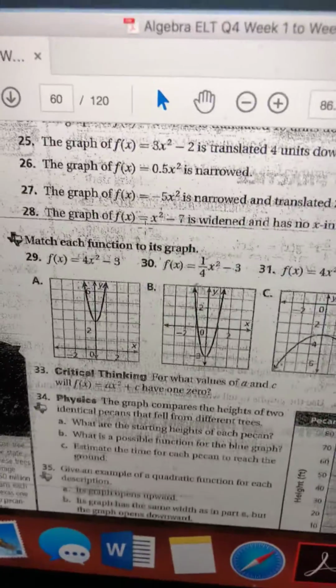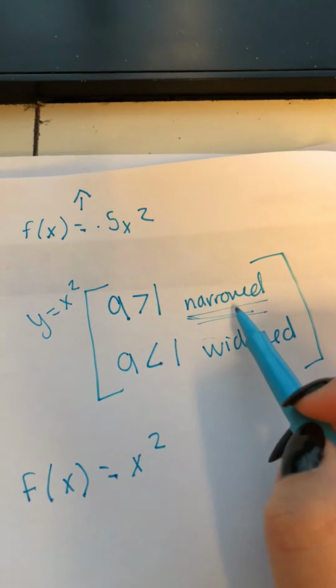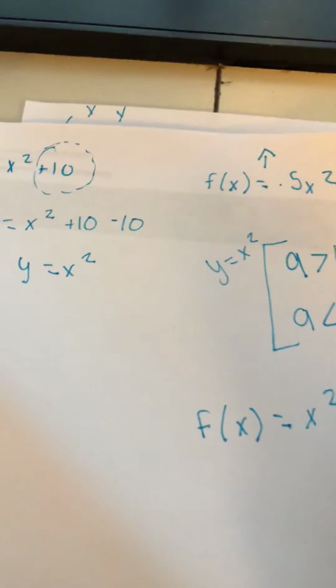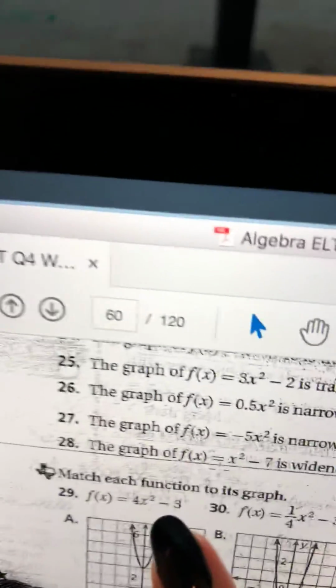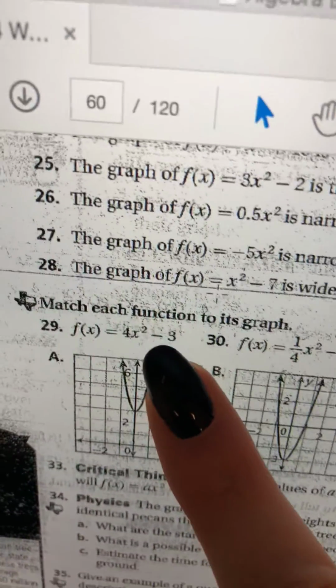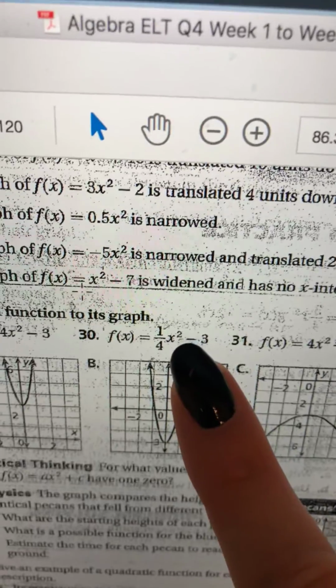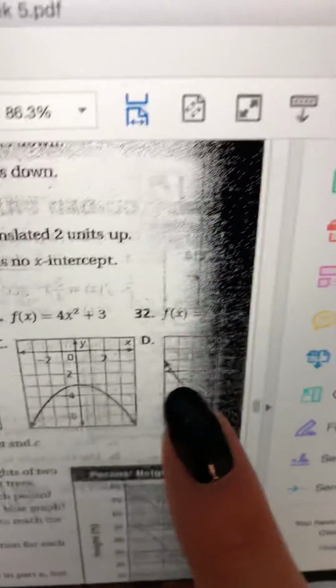Remember, this is in relation to the parent function. So we talked about if a is greater than 1, it makes it more narrow. If a is less than 1, it makes it more wide. We also talked about that b value at the end. Just like we saw in y equals mx plus b, an example would be this -3. That's my y-intercept. It moves the parabola up and down. Here again, it's at -3. This would move it down 3 units. This would move it up 3 units.